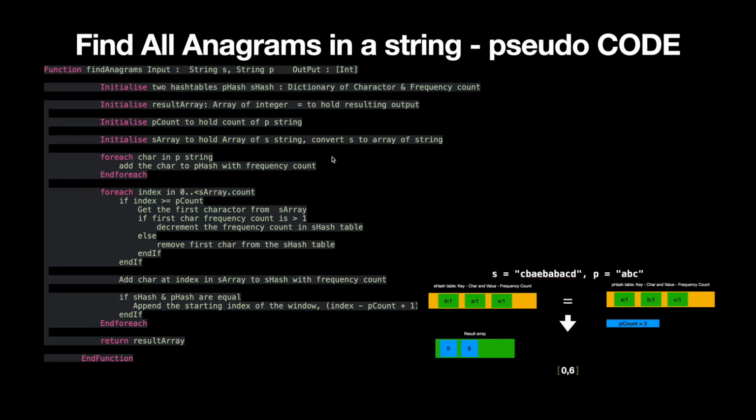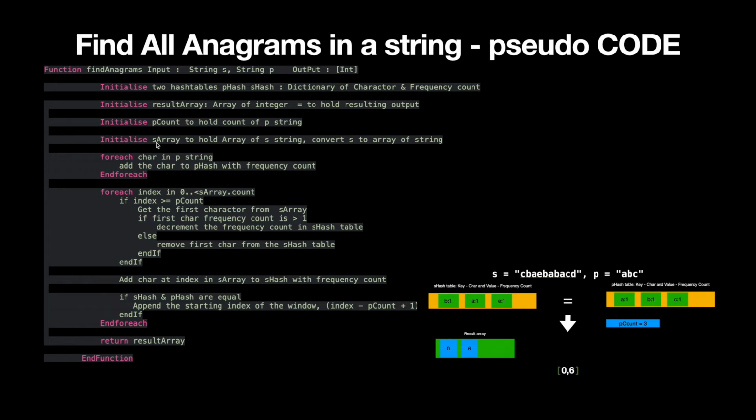As simple as that. So let's see the pseudocode. We have find anagrams, string S, string P, the input, and then the output is an integer array, right? So we'll initialize 2 hash tables, P hash table and S hash table, which will hold character and frequency count. And then we have a result array, which will be an array of integers, to hold the result output. And then we'll have P count to hold the count of P string, which will be our window size in the sliding window concept. And then in some programming languages, we cannot loop through these strings, so you can convert your string to an array.